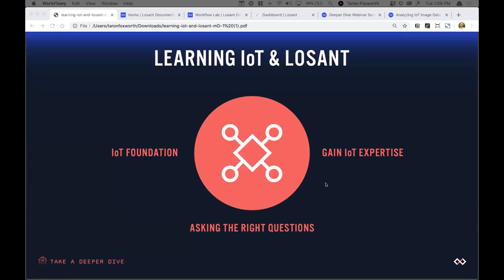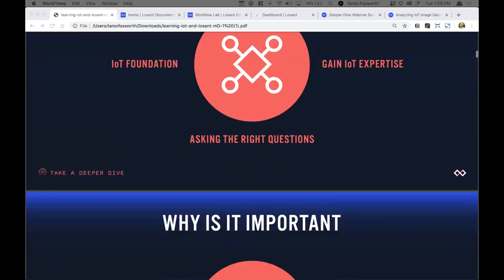And lastly, the hope is to gain that IoT expertise. So not only do you have that within a partner in Losant, but you also have that internally within yourself. And you can come together again to make some pretty cool things.